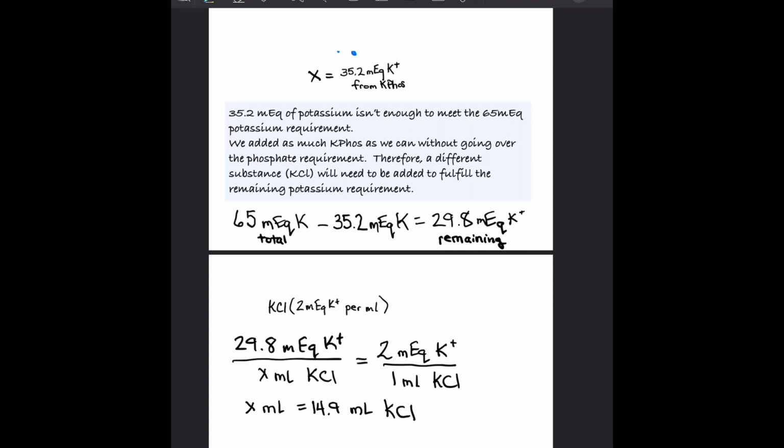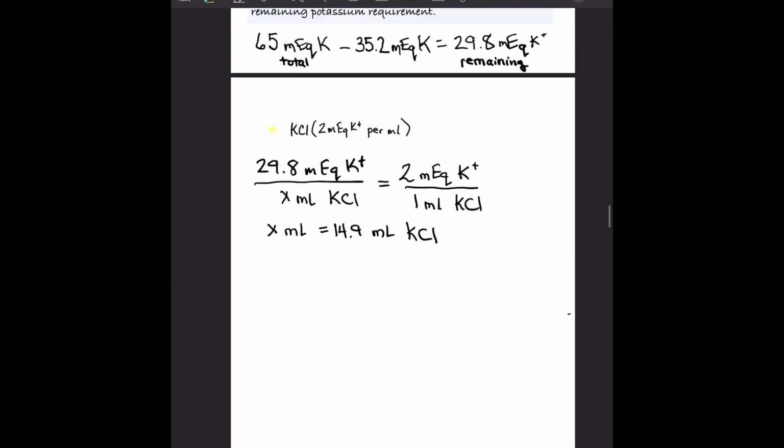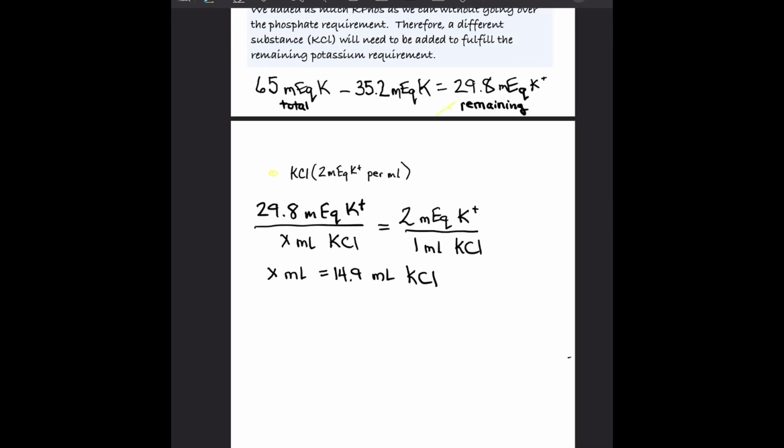I can do a simple proportion to find my answer. I use what I had remaining, and I plug it in here. So this is what I have in real life on the left-hand side of my equal sign. 29.8 milliequivalents of potassium, and I have X milliliters of what I want for potassium chloride is equal to 2 milliequivalents of potassium over 1 milliliter of potassium chloride. Where did I get this number? I got it from this right here. 2 milliequivalents of potassium went on top, and 1 milliliter went on the bottom.